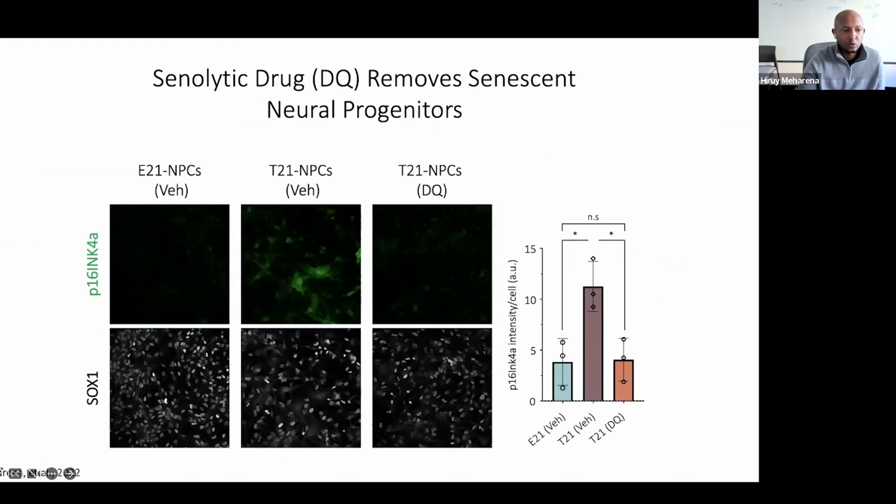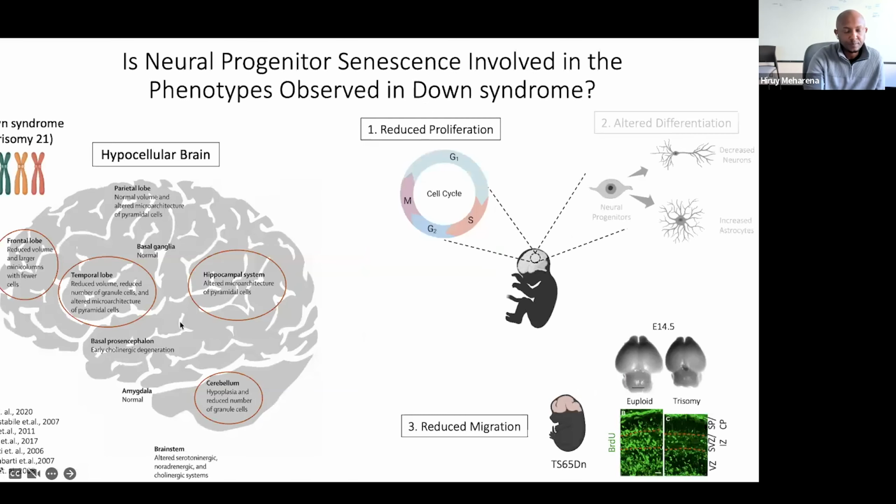So the first thing that we wanted to do is utilize a senescence marker, P16INK4A, which is one of those markers. And what we observe is that there's a significant increase in P16 positive neuroprogenitor cells in trisomy 21 harboring neuroprogenitor cells. And after dasatinib quercetin treatment, we are able to rescue these to similar levels as those observed in euploid cells. So we are able to eliminate these cells.